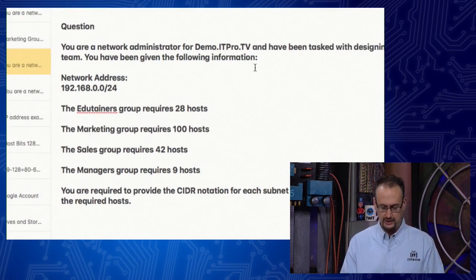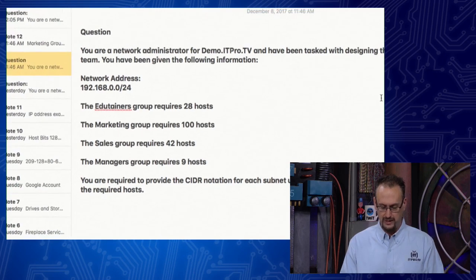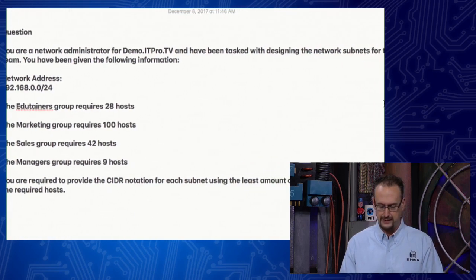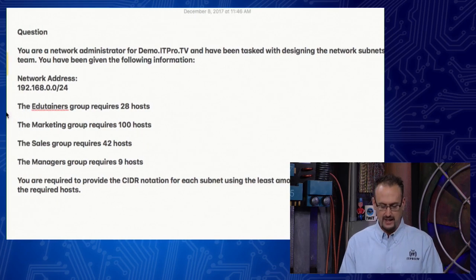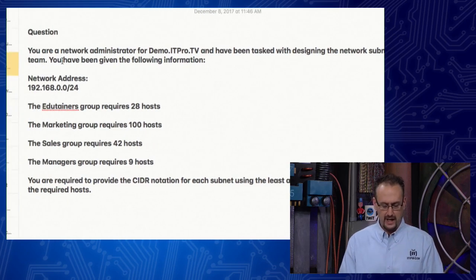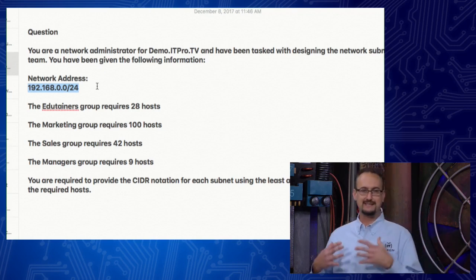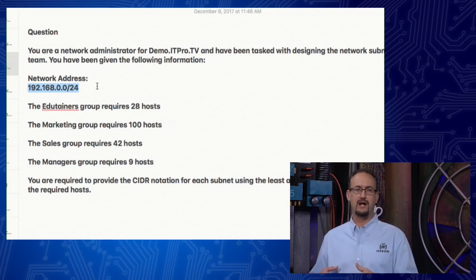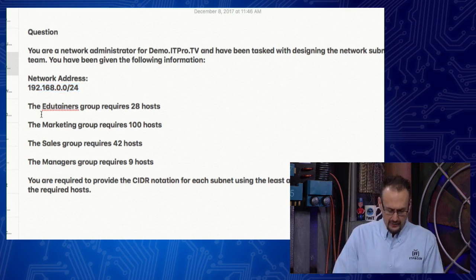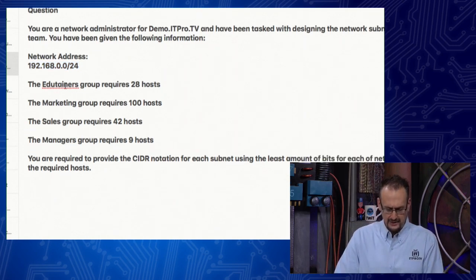The question is, you are a network administrator for demo.itpro.tv and have been tasked with designing the network subnets for the team. You've been given the following information. We're starting out with just a Class C private IP address. Notice that the edutainers group is going to need 28 hosts. The marketing group is going to require 100 hosts. The sales group is going to require 42 hosts. And last but not least, the managers group requires 9 hosts.